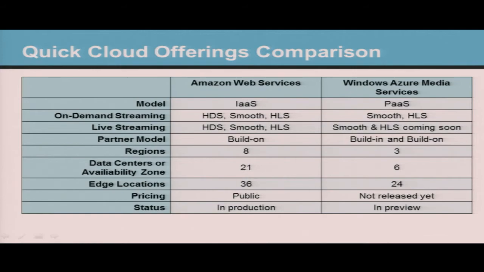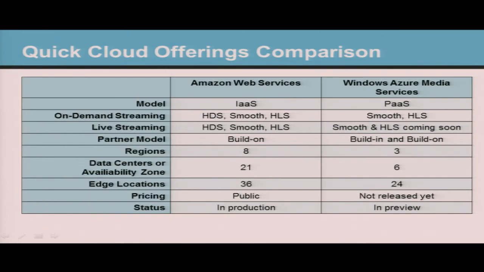So for a quick comparison, just a quick review. The model of Amazon Web Services versus Windows Azure Media Services: infrastructure as a service versus platform as a service. They both offer multiple flavors of on-demand and live smooth streaming, or at least Windows Azure Media Services will offer live smooth streaming soon, and HLS. The partner model is a little different. With Amazon, you take partners who are in their marketplace and you add them on top of what you're doing, or you load up your own applications, whereas with Windows Azure Media Services, some of that will be built in, and all you have to do is change a variable on an API call in order to use a third-party encoder, third-party DRM, third-party server.